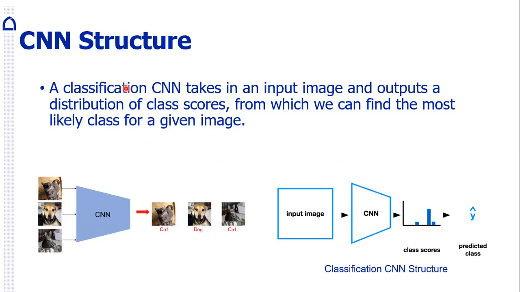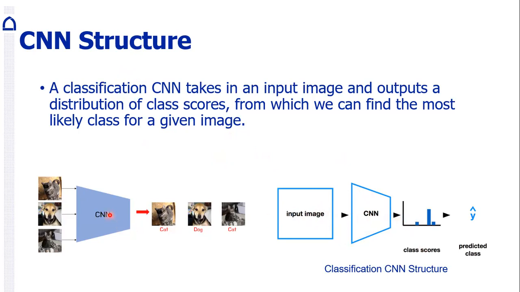So first of all, we need to understand the CNN structure. If we look at the image on the right-hand side, we have the CNN here and an input image. The input image is passed to the CNN, and the CNN outputs class scores. According to this, we can decide if the image, for example, is a dog or a cat.